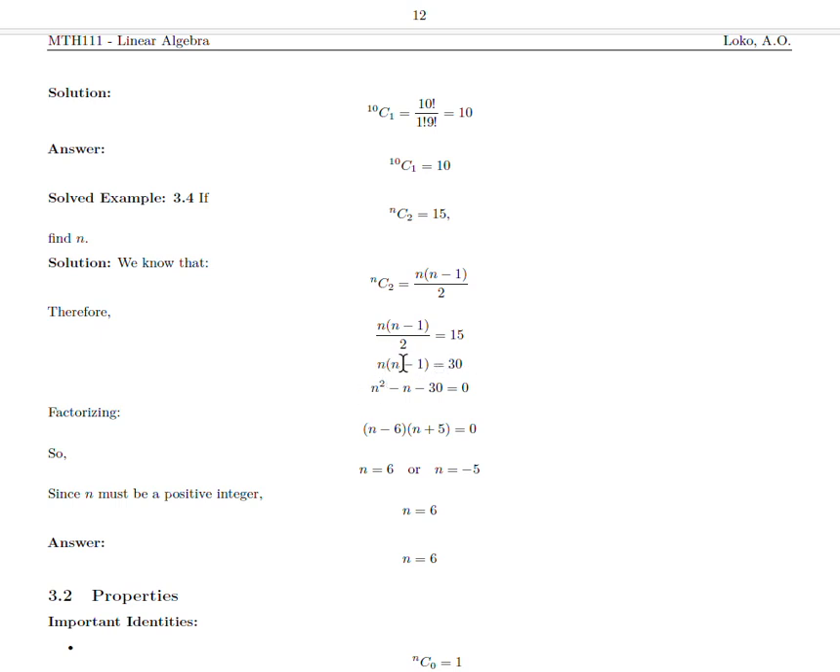If we expand this, we have n squared minus n minus 30 equals 0. And if we factorize, we get n is either 6 or n is minus 5, like in the previous video. And so we'll choose the positive answer, because our n is from the set of positive natural numbers. n cannot be negative.